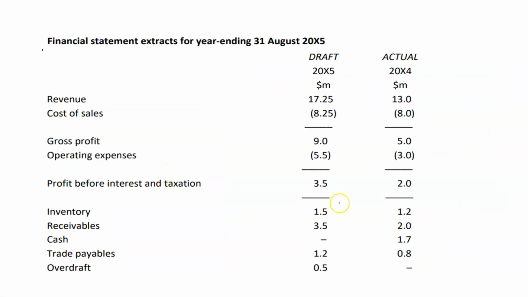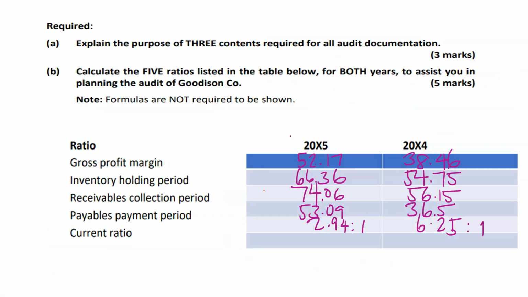They give you some numbers, which of course you've looked at, and then ask you to perform the ratios for these numbers. So you can do all the ratios. I did all of mine. I tend not to look at the answers so much because it's very possible that we might have slightly different answers, and you will still be looking at the answers and referencing this as well. The first question says, explain the purpose of 3 contents required for audit documentation.